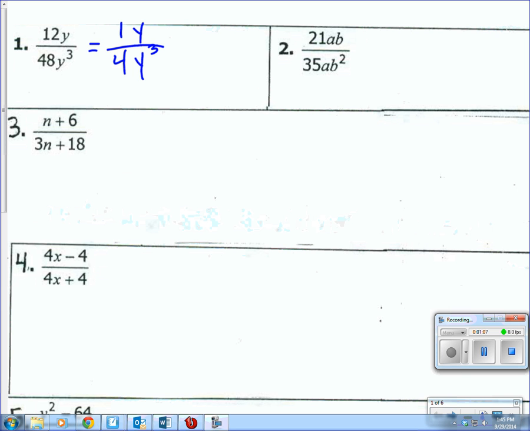Can we cross anything else out? Is there a common factor? Yeah, we can divide out 1y from each, so we'll divide out 1y here, divide out 1y, so it'll be y squared. So then our final answer for number 1 will be just 1 over 4y squared.